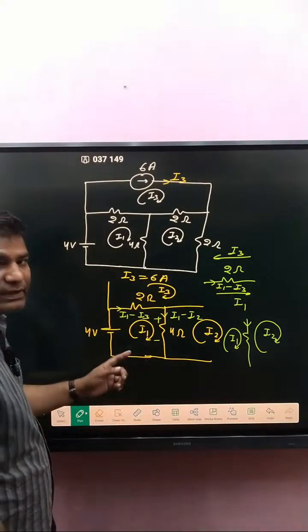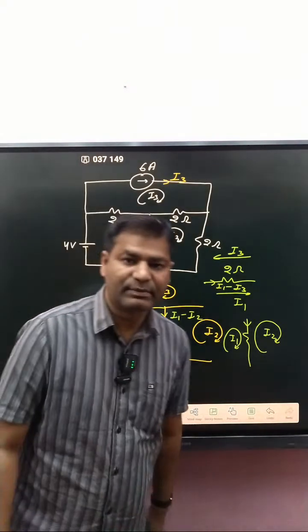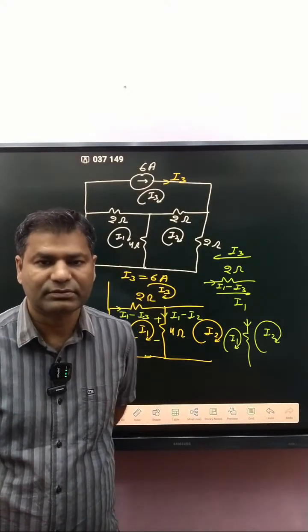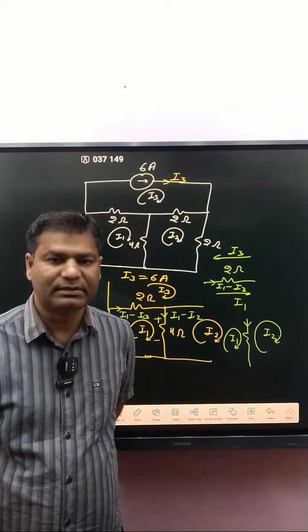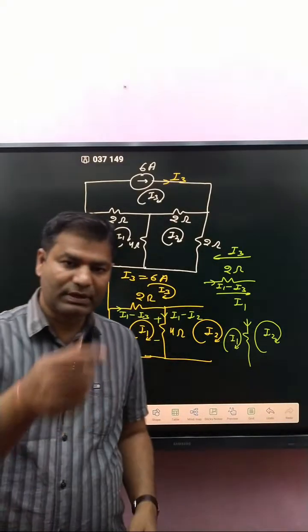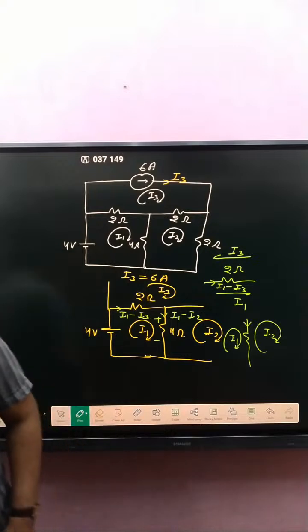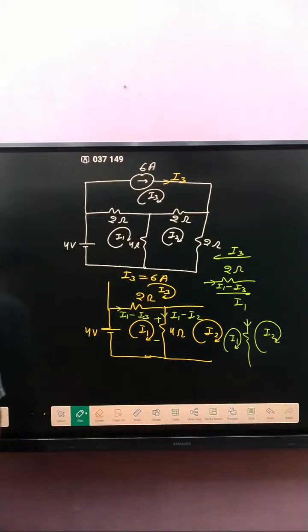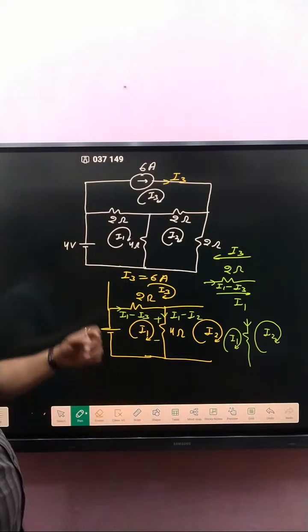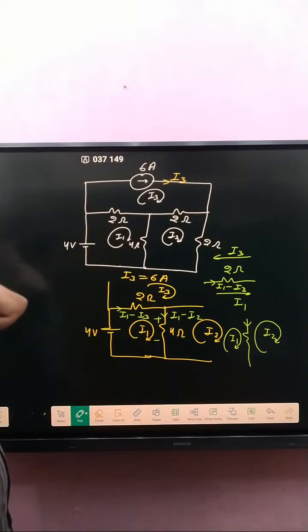First of all, write the equation and determine the values of I1 and I2. I1, I2 and I3, where I3 is already given. So you can focus on I1 and I2. First of all determine I1 and I2. Okay, try.